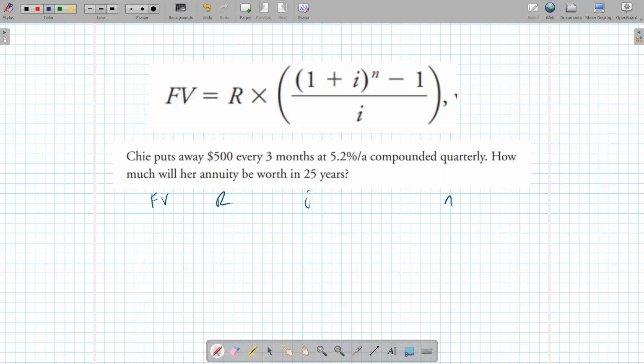Wait, so what do R and FV exactly mean again? R is the amount that you put in, the periodic payment, so you're putting in $500. FV means the future value, so this is how much it's going to be worth after 25 years. What about I and N in this case?